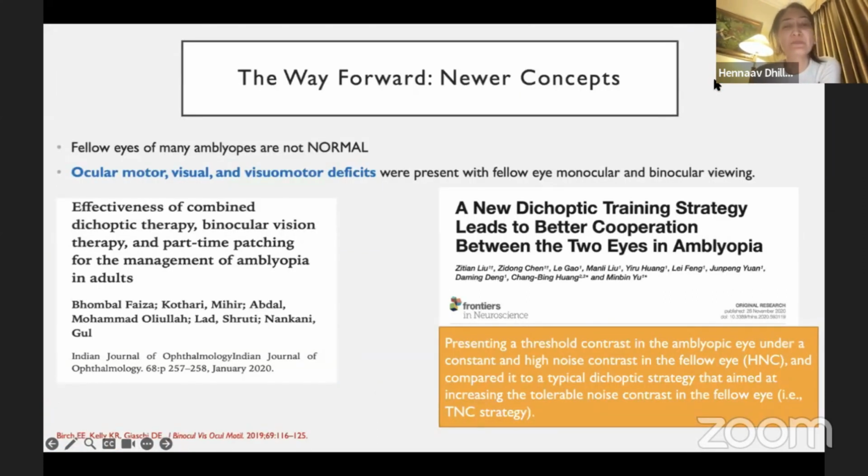So the newer concept that has come in is that we've always believed that the fellow eye of the amblyopic eye is normal. However, the recent concept says, also from the histopathological changes, we know that the fellow eyes are also not normal in amblyopes. They do have oculomotor, visual, and visuomotor deficits in the fellow eye, in monocular as well as binocular function. So dichoptics has been an effective therapy to improve the binocular vision in the better eye as well as in the amblyopic eye.